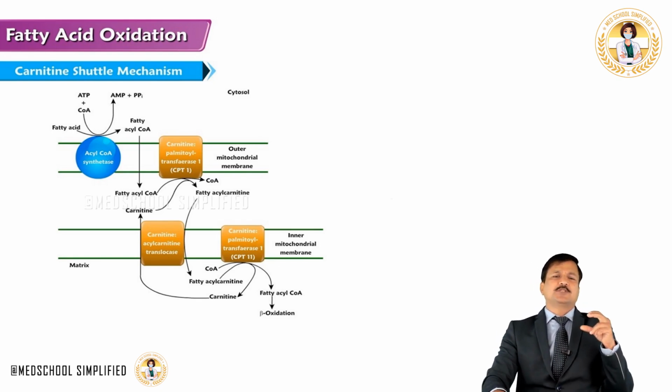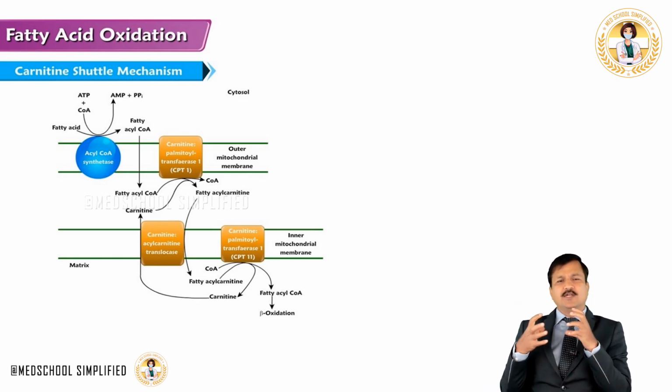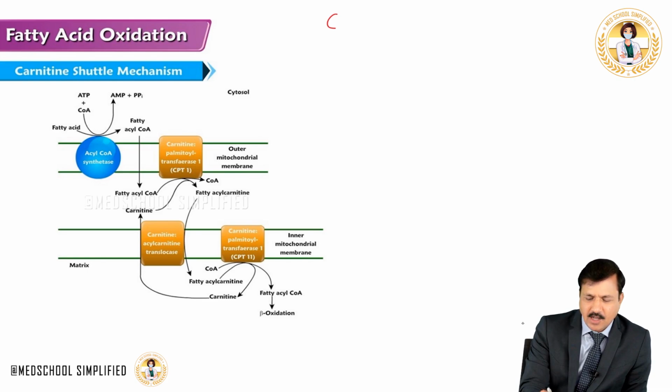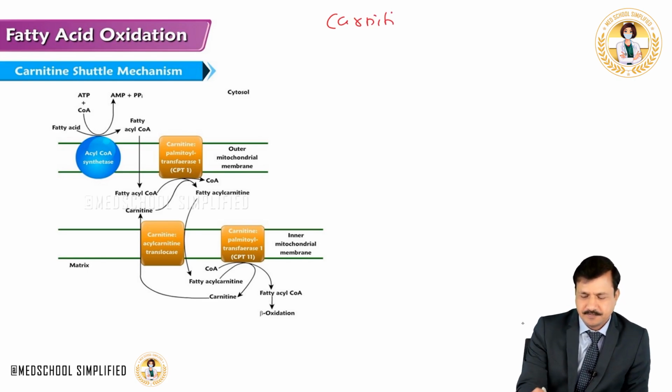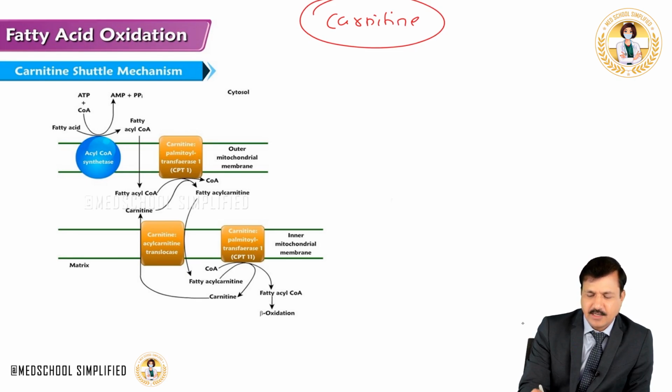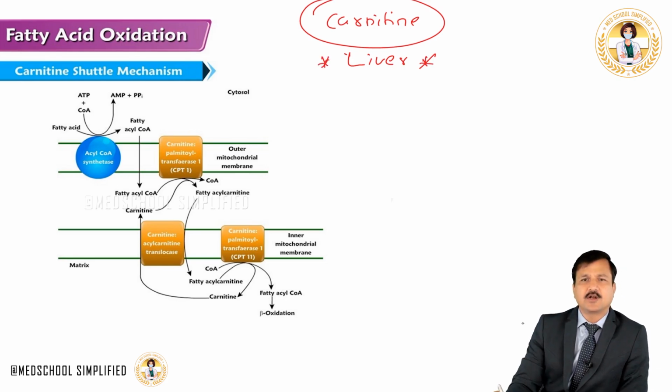Now in the intermembrane space, carnitine is also available, and before I take you into further details, I want to explain how carnitine is synthesized and made present there. This carnitine is synthesized in the liver. The predominant organ that synthesizes carnitine is the liver.